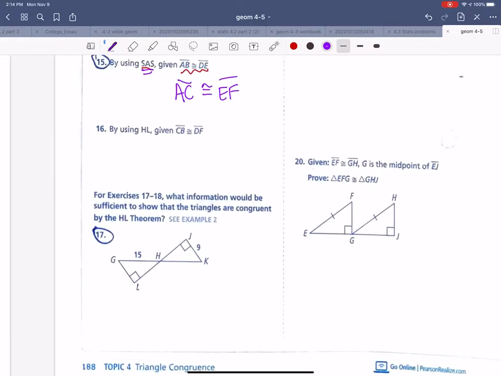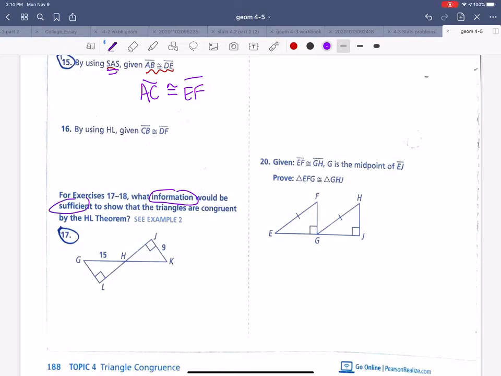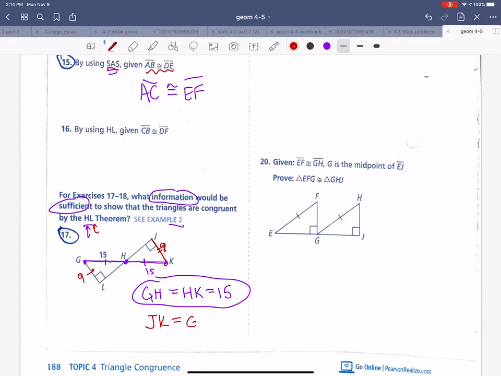Cool. Now looking at number 17, it says, what information would be sufficient to show HL? This is kind of like example 2. Here our hypotenuse is GH, and so if I'm going to spell HL, I need a matching hypotenuse, so I'd also need HK to be 15. And then where would I get my legs? Well, this leg is 9, so I'd need this leg to also be 9. So JK needs to equal LG, which both need to equal 9 in order to spell HL.